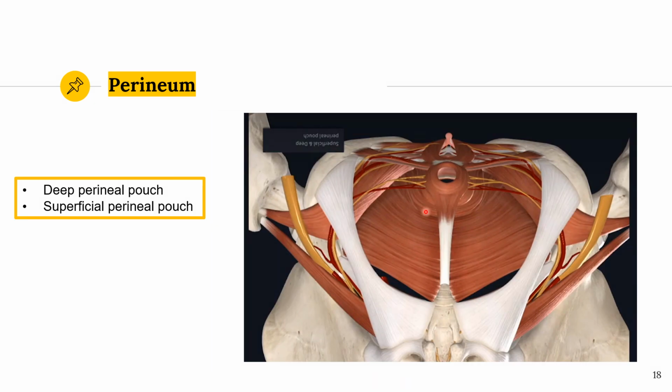If we turn the diagram more horizontally, I hope you can appreciate that the perineal membrane divides the structure deeper to it into the deep perineal pouch and the structure superficial to it into the superficial perineal pouch.